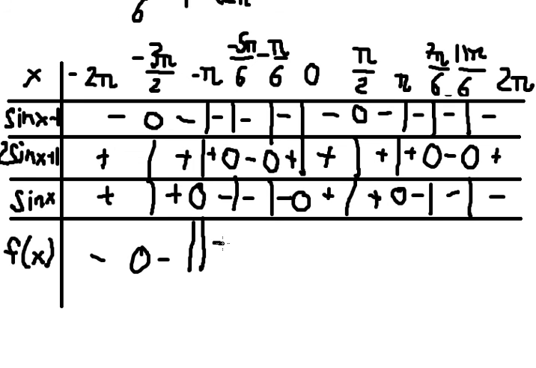Negative, negative, we have positive. This one 0. Three negatives give negative. This one we have 0, this one positive. This one we have double lines because we cannot divide by 0. This one negative, this one negative, this one positive, this one positive and 0 here. This one negative, and this one positive.